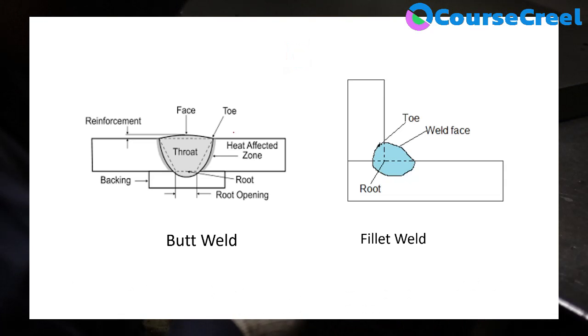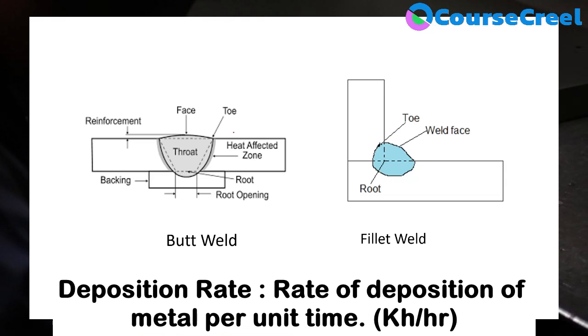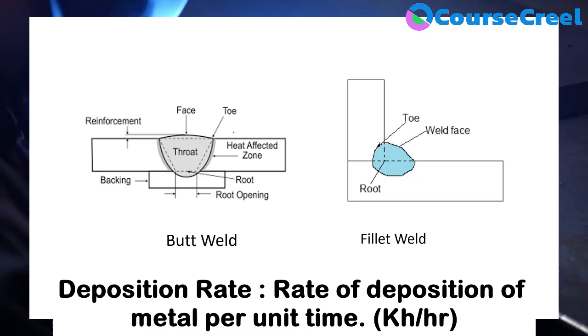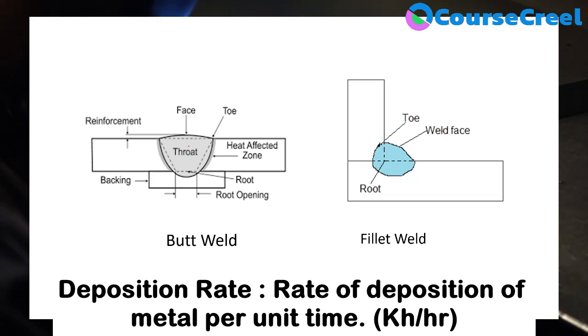Now the next point is deposition rate. Deposition rate is defined as the rate at which weld metal is deposited per unit time. It depends on the speed of the welding. So the deposition rate we can define as the rate at which the weld metal is deposited per unit time, and the unit of deposition rate is kg per hour. It depends on the speed of the welding.